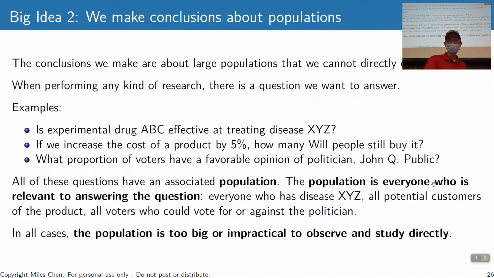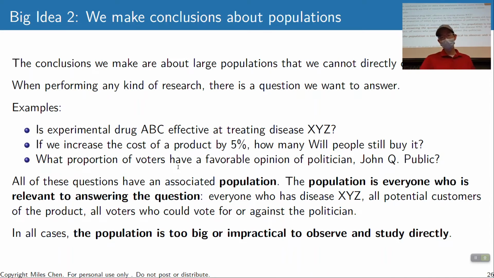And in that case, your population would be all the potential customers of the product, right? All potential customers of the product. So if somebody's vegetarian or vegan, they're not going to be part of In-N-Out's target population. They're not concerned about raising the cost of the double-double.